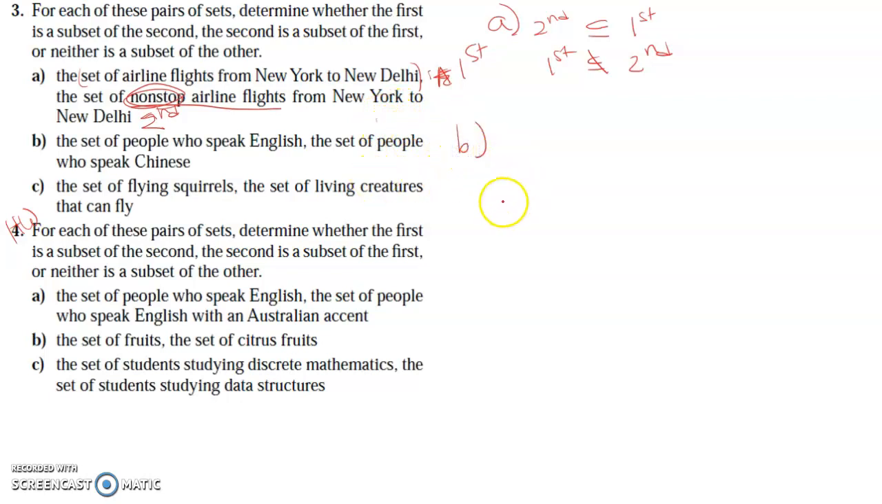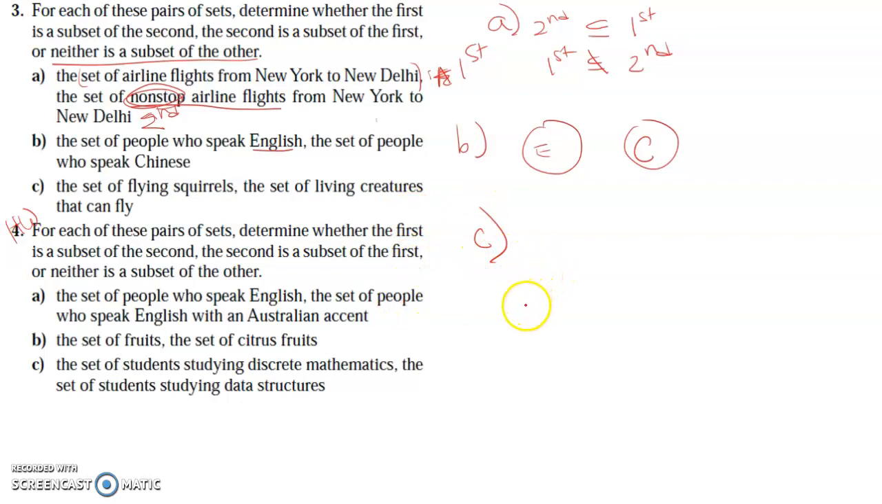Let's talk about B, a set of people who speak English and a set of people who speak Chinese. Really just interpreting it as the language itself, this will be neither. We're saying a set of people who speak English, and we're only assuming that they only speak English, and the second set would be the people who speak Chinese. In the Venn diagram, we would have this as the English-speaking people, and this as the Chinese-speaking people. So this is the case where neither is a subset of the other.